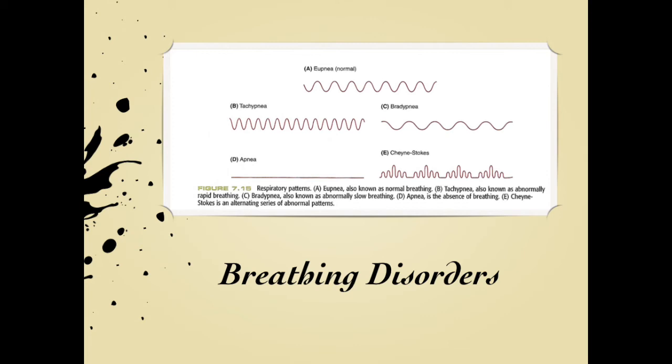Hyperpnea is an abnormal increase in the depth and rate of the respiratory movements. Hyper is a prefix meaning excessive, and pnea is a suffix meaning breathing. Hypopnea is a shallow or slow respiration. Hypo is a prefix meaning decreased, and pnea is a suffix meaning breathing. Hyperventilation is abnormally rapid deep breathing, resulting in decreased levels of carbon dioxide at the cellular level.